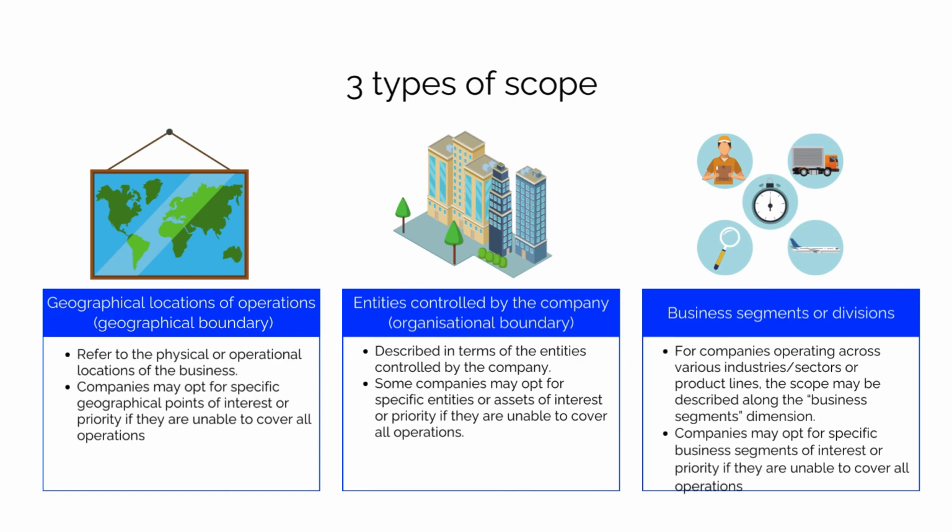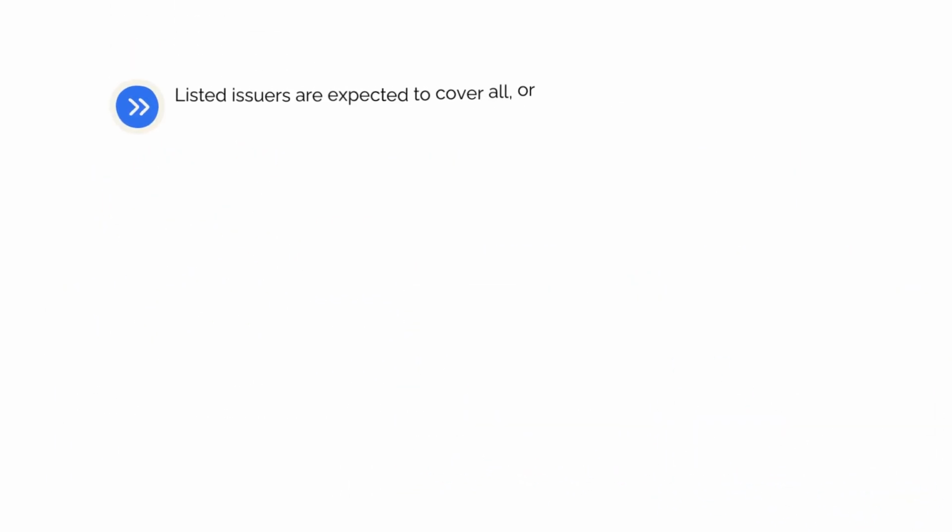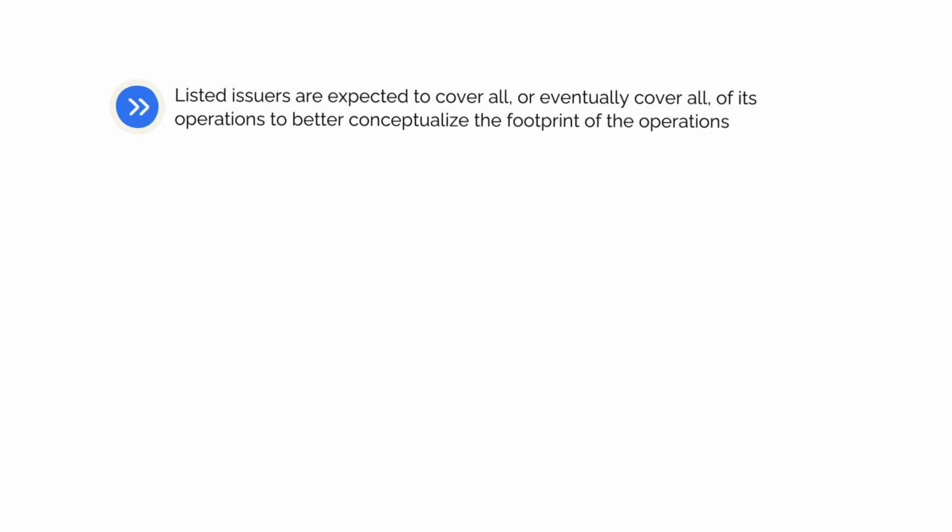Thirdly, business segments or divisions. For companies operating across various industries, sectors, or product lines, the scope of their sustainability statements may be described along the business segments dimension. Some companies may opt for specific business segments of interest or priority if they are unable to cover all operations. It is important to note that Bursa Malaysia expects listed issuers to cover all, or eventually cover all of its operations to better conceptualize the footprint of the listed issuer's operations.